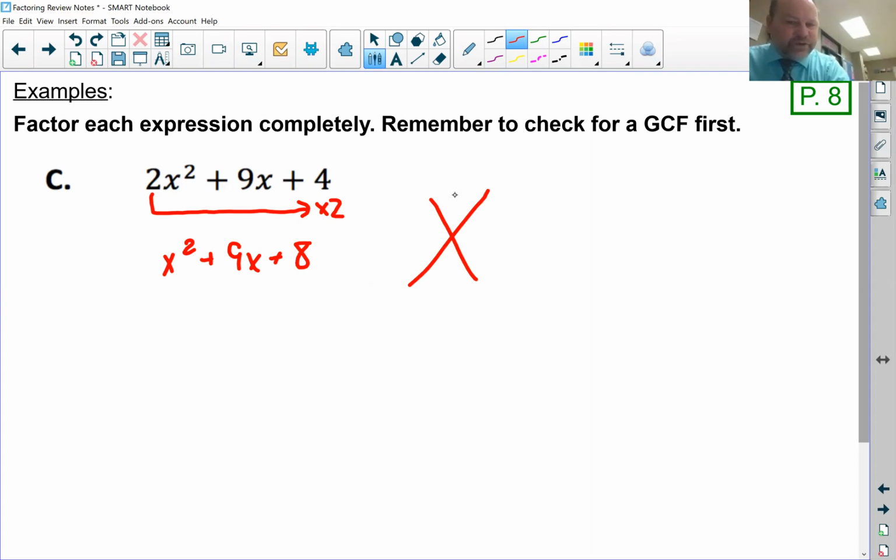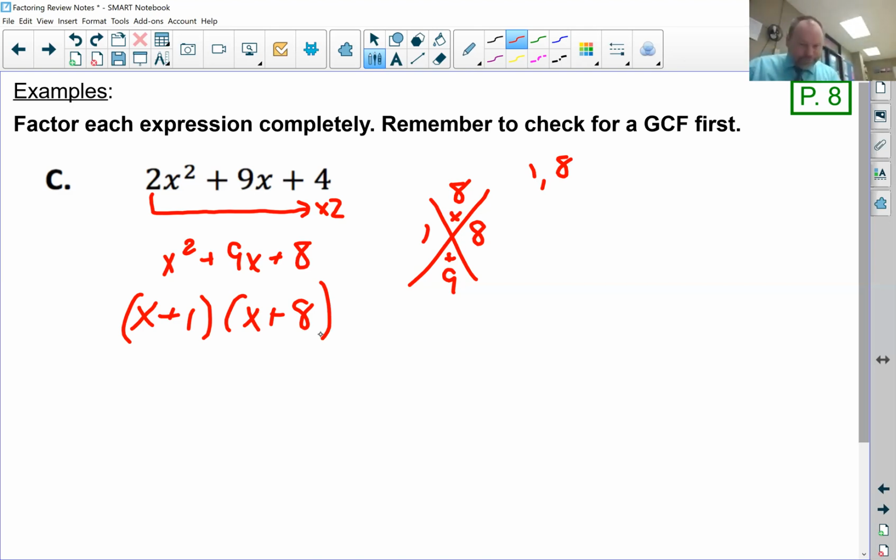Find 2 numbers that multiply to 8 and add to 9. 1 and 8 is a possibility, and it does add to 9. So I get x plus 1, x plus 8.